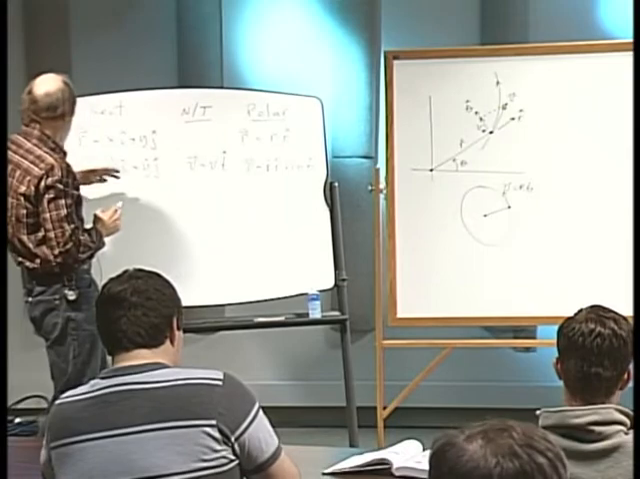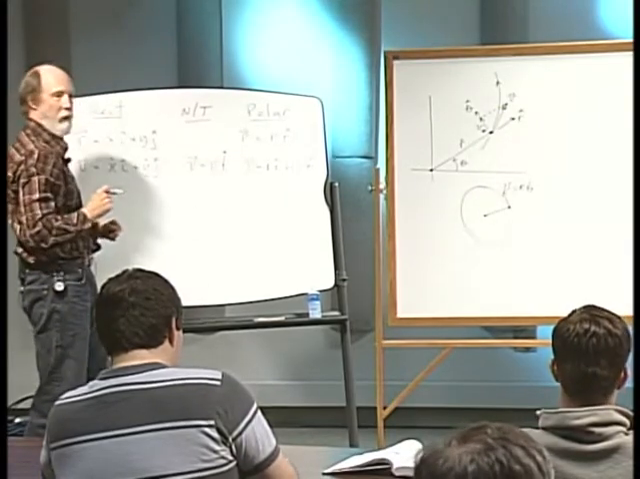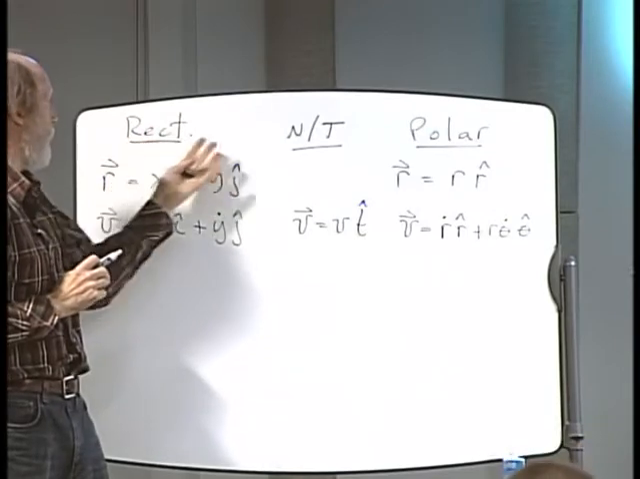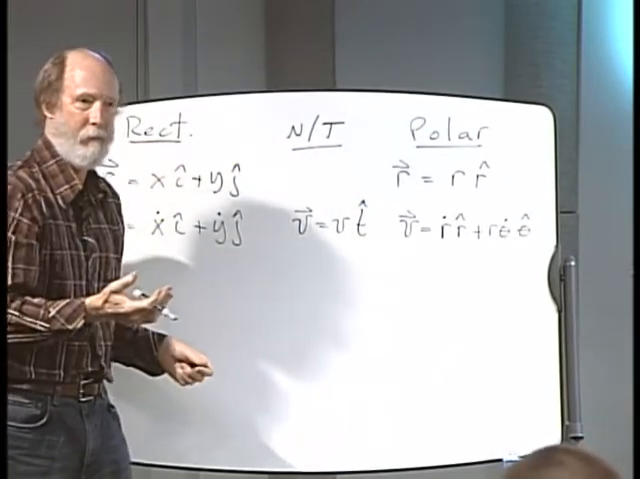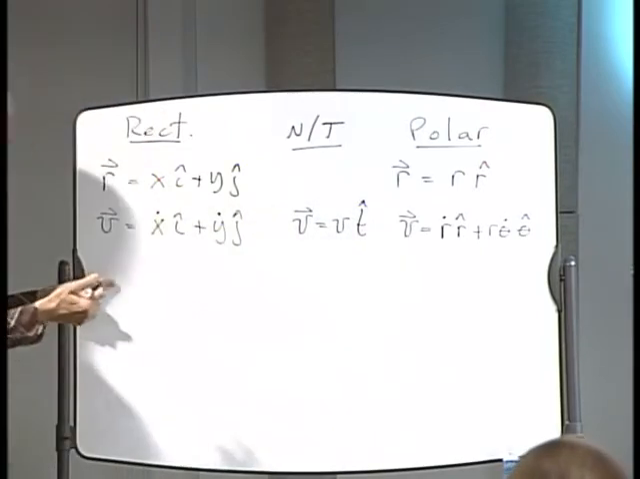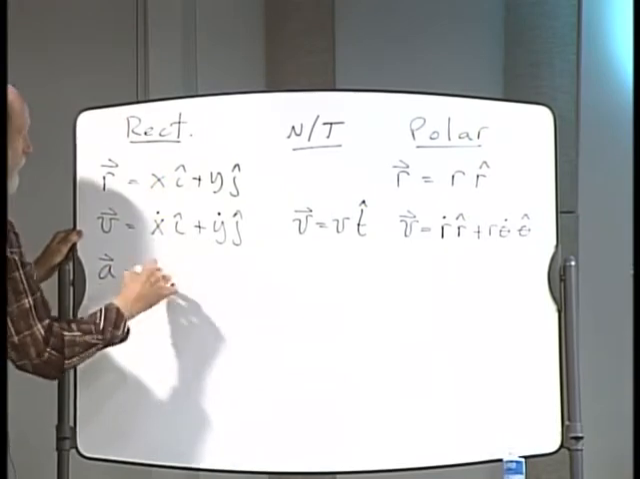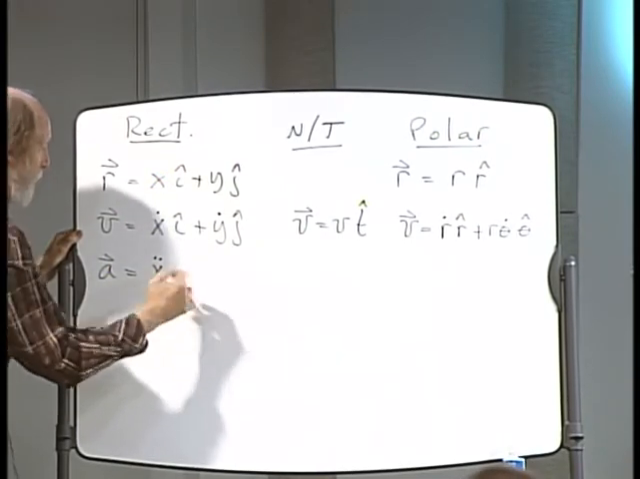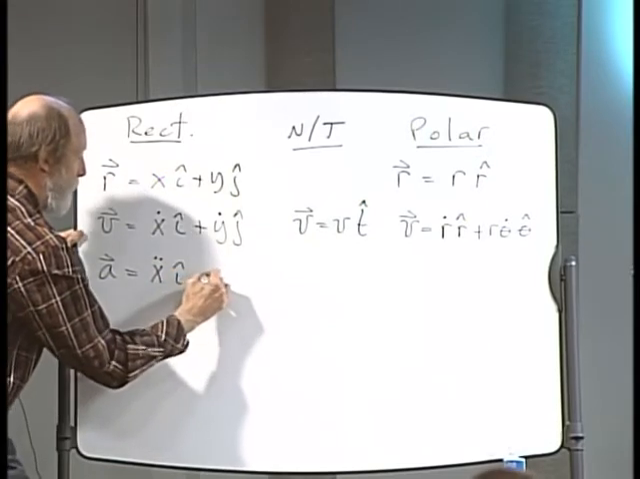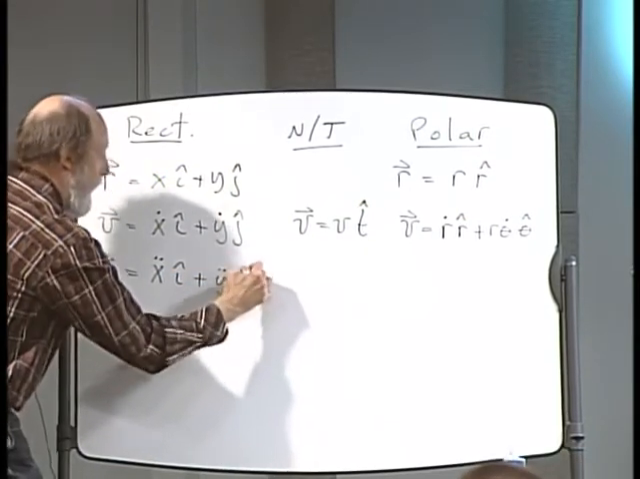So we now have three ways of describing the velocity depending on the coordinate system that's going to be most convenient to use for a particular problem. Then, of course, we need the acceleration. It's elementary in the rectangular form: second derivative of the x displacement in the i hat direction, second derivative of the y displacement in the j hat direction.